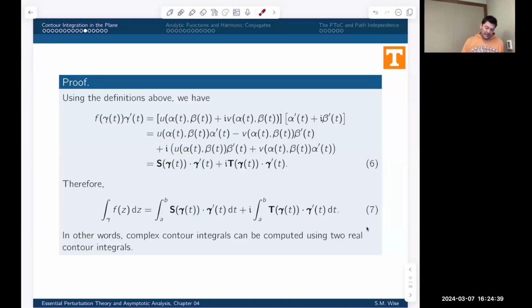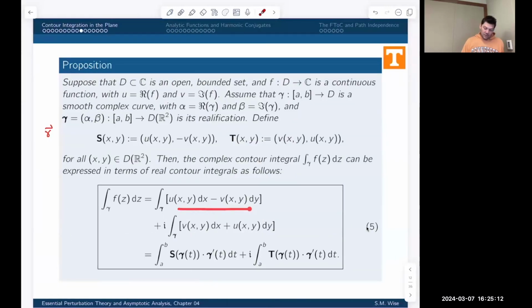Remember what S was? S was u and minus v. So that's that, and there's gamma prime. And what was T? T was u, or no, actually T was v and u. So you just have to reverse the orders there, and you just get this. So therefore, I've shown that this is equal to this plus that. Okay, two real integrals which are joined with this complex unit.